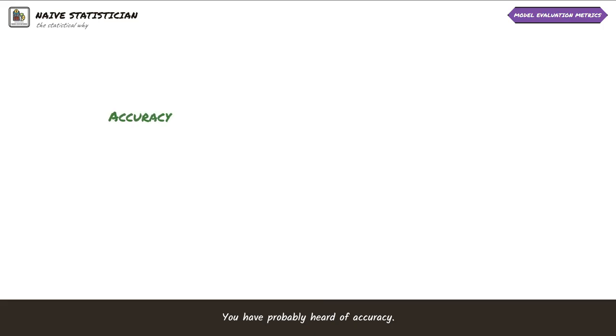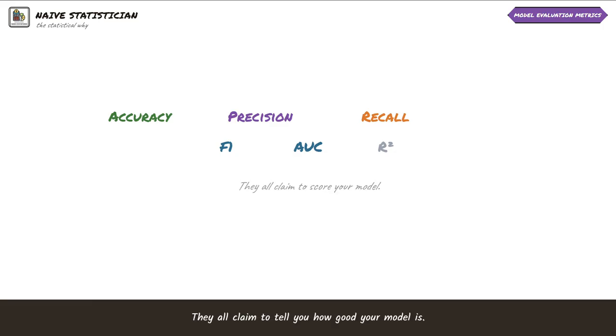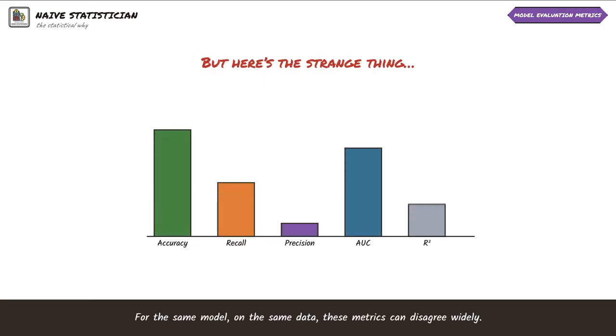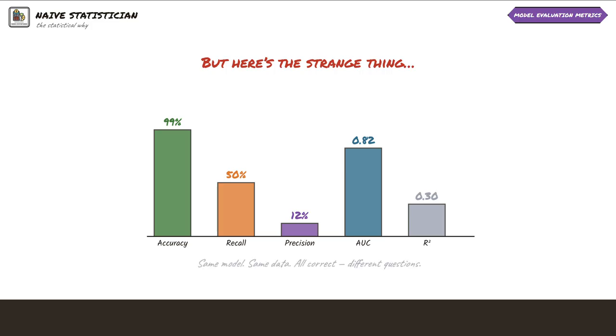You have probably heard of accuracy. You have probably heard of precision and recall. F1 score, AUC, R². They all claim to tell you how good your model is. But here is the strange thing. For the same model, on the same data, these metrics can disagree wildly. One says 99% excellent, another says completely broken. Both are correct. They are just answering different questions.